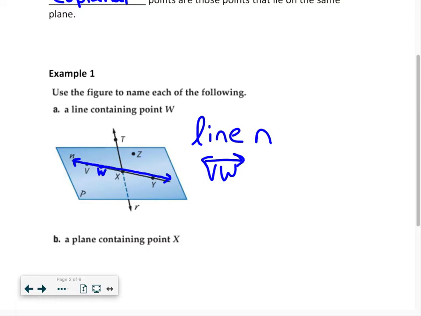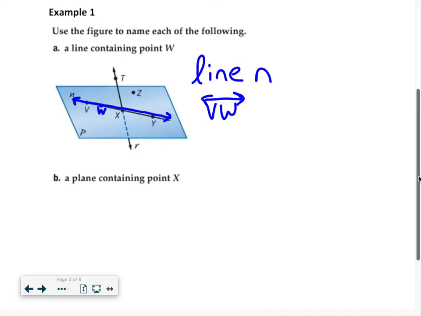Part B, we want a plane containing point X. So let's identify where X is. X appears to be there. What plane does X lie on? Well, what plane is this here? What plane are we on? This is plane P. Certainly X lies on plane P.